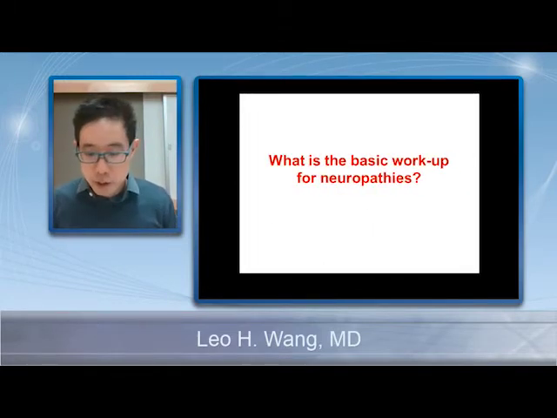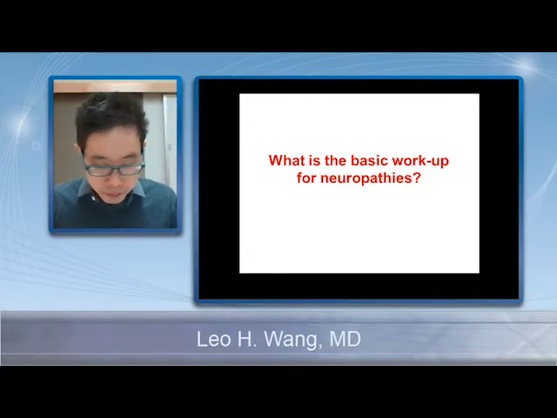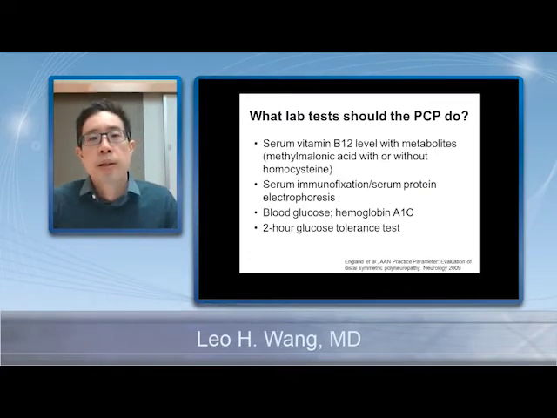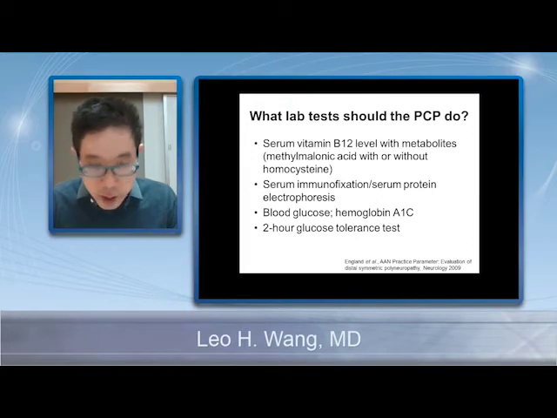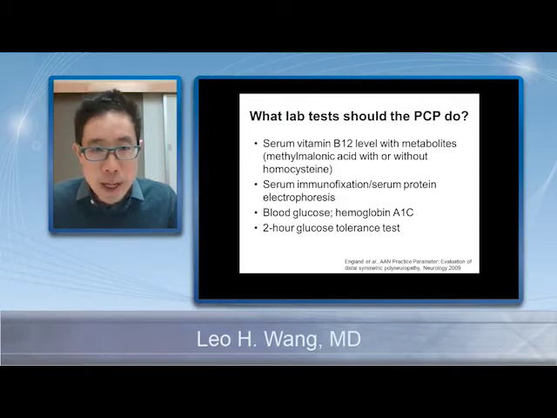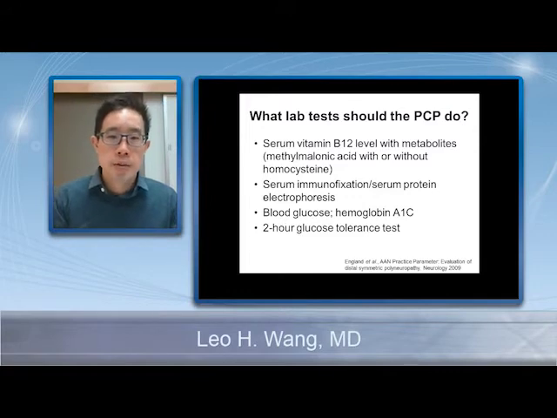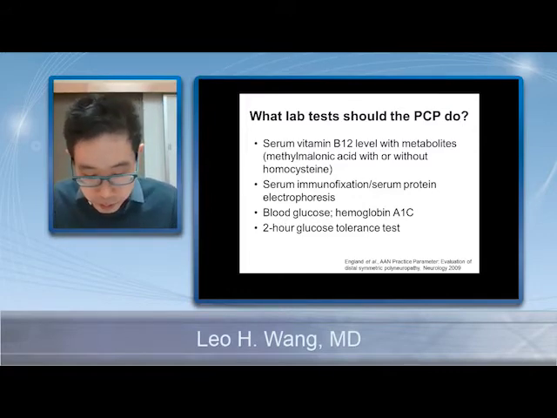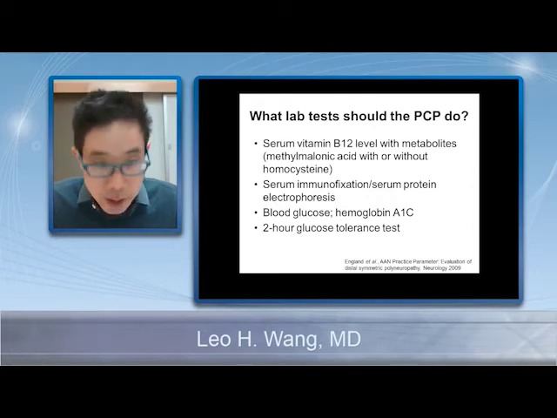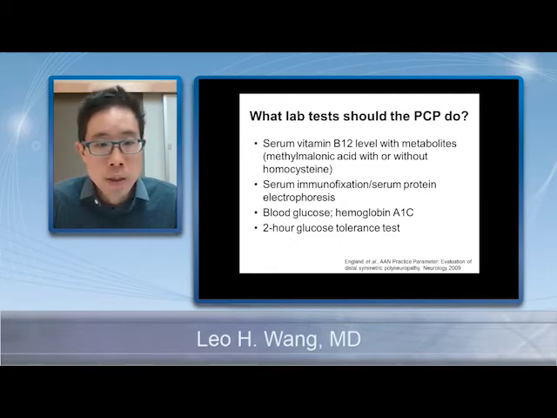What is the basic workup for neuropathies? In terms of what lab tests a primary care physician should do, these are some recommendations from the American Academy of Neurology practice guidelines. Serum vitamin B12 levels with metabolites. This includes methylmalonic acid with or without homocysteine. Should be something that one obtains. Serum immunofixation or serum protein electrophoresis. Blood glucose and hemoglobin A1C, and the American Academy of Neurology recommends getting a 2-hour glucose tolerance test.